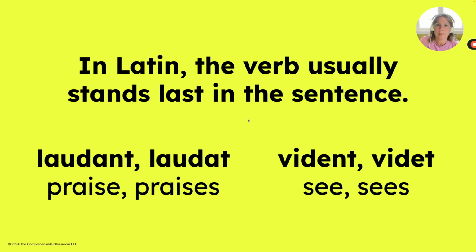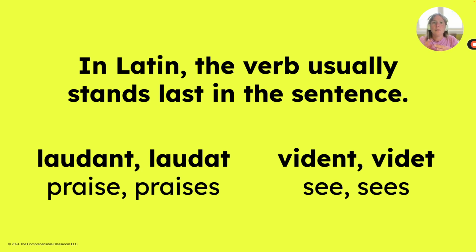A rule to remember that's going to help you to interpret these sentences is that in Latin, the verb usually stands last in a sentence. That means usually the verb is going to be the last word in a Latin sentence, which is different than in English. So the only two verbs that you're going to see in this activity are the words for praise and the words for see. And you'll see two different forms of each one.